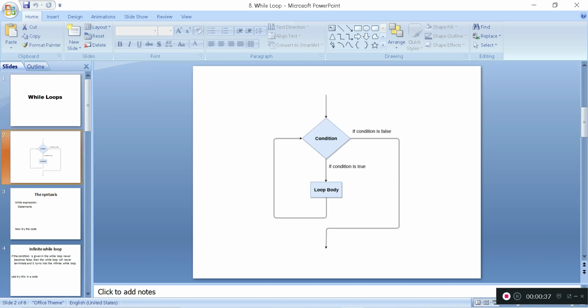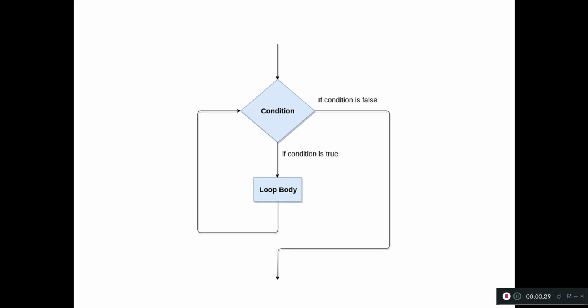Let's see this while loop graph. If the condition is false, it goes back. If the condition is true, then the loop body will repeat again until that condition becomes false.